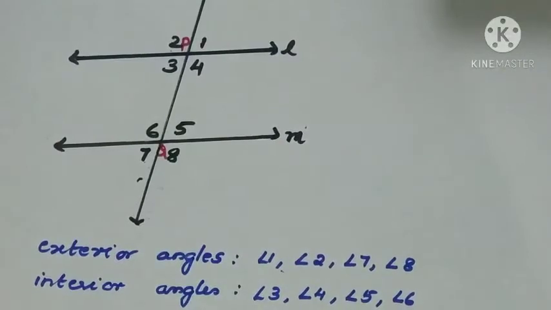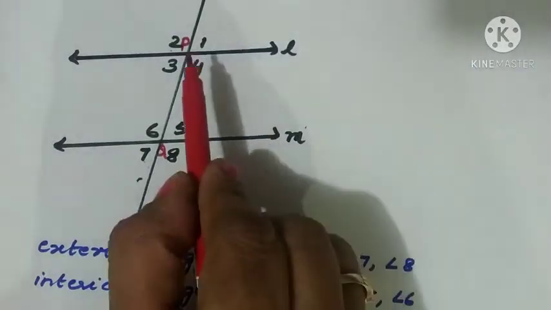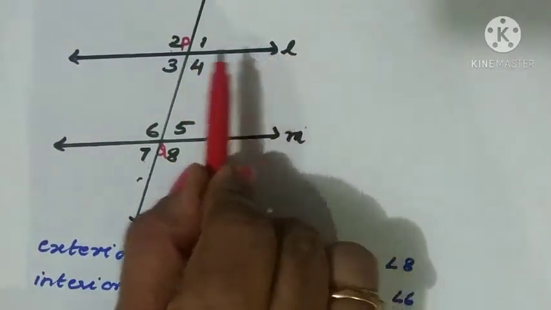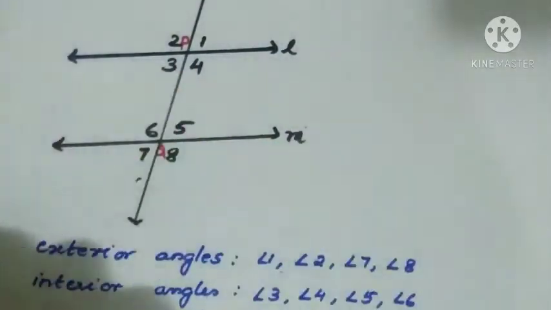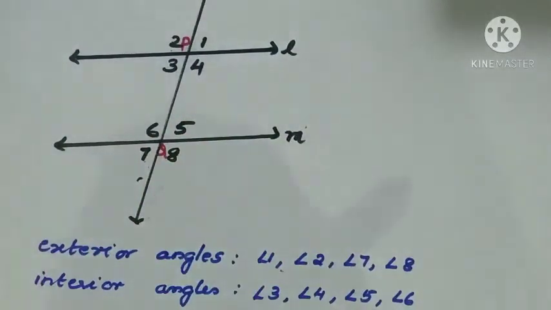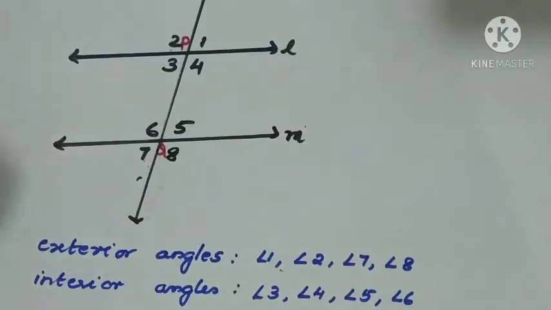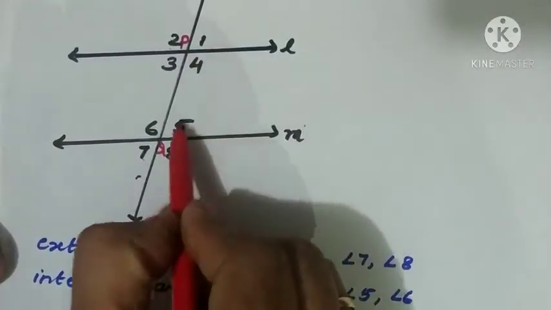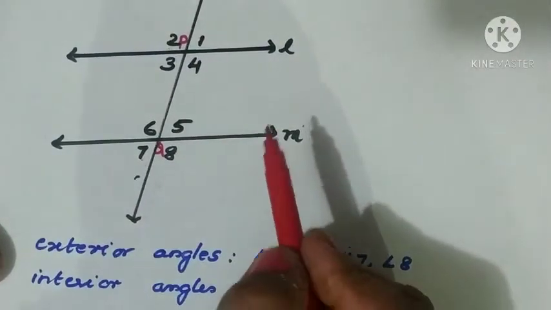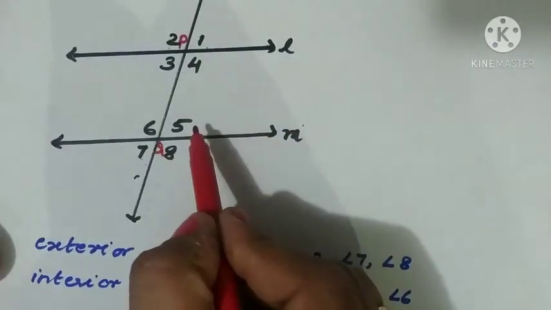When we are speaking about corresponding angles, one arm lies on the same side of the transversal, the right side or the left side. So one arm should be on one side of the transversal, and the other arms of both the angles are directed in the same way. That type of angles are called corresponding angles. So let us see the pairs now. Angle 1 and 5 we are taking. Angle 1 and angle 5.